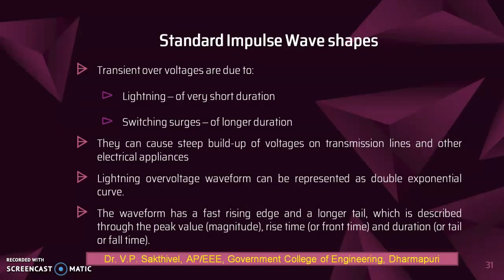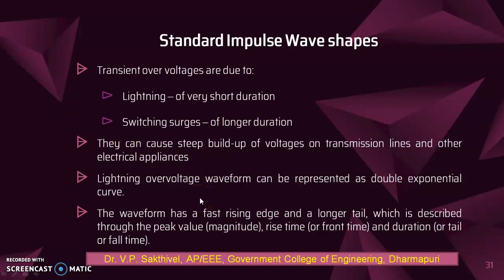Then these transient or impulse over voltages are mainly due to lightning and switching surges. Lightning prolongs for a short duration, whereas switching surges prolong for a longer duration. And these lightning and switching surges can cause steep buildup of voltages on transmission lines and other electrical appliances.